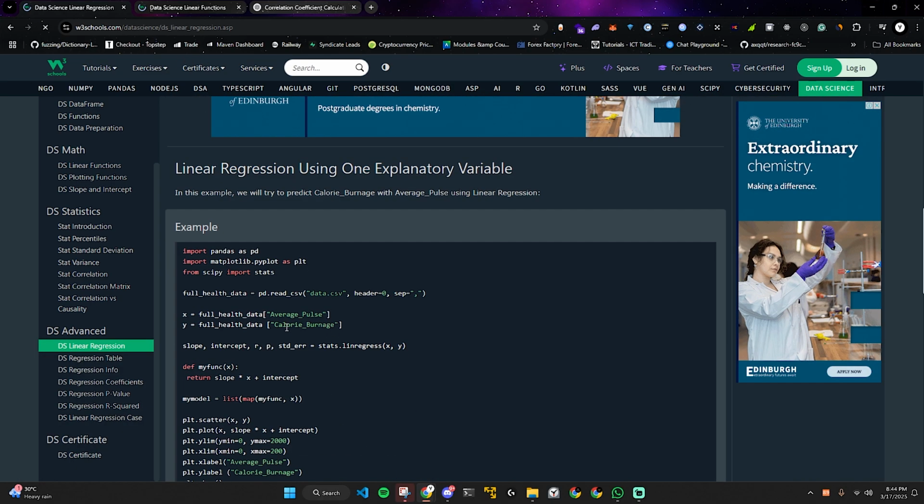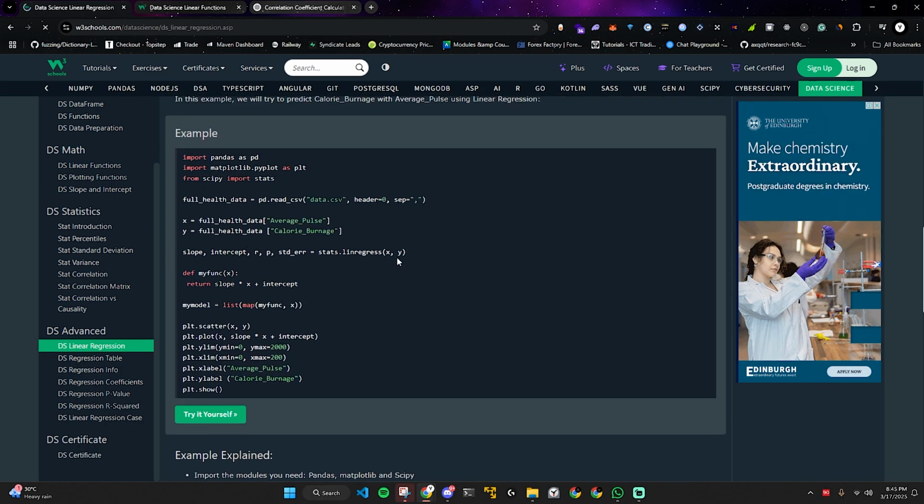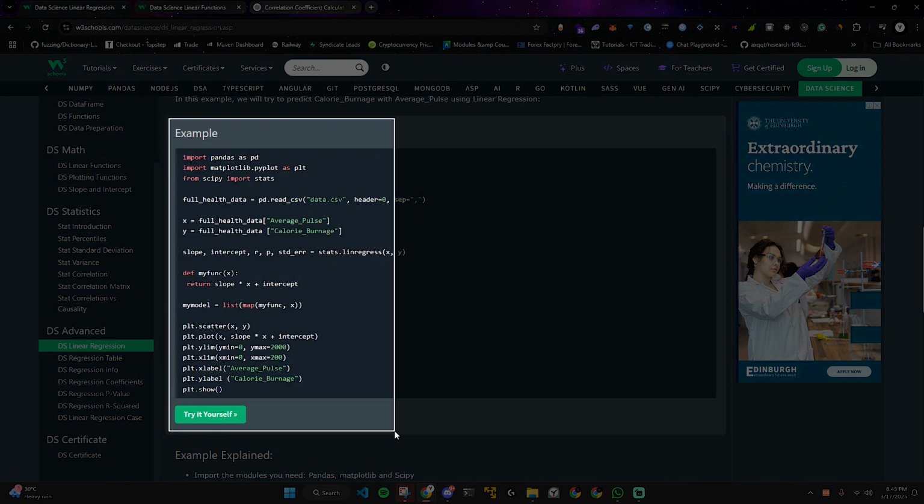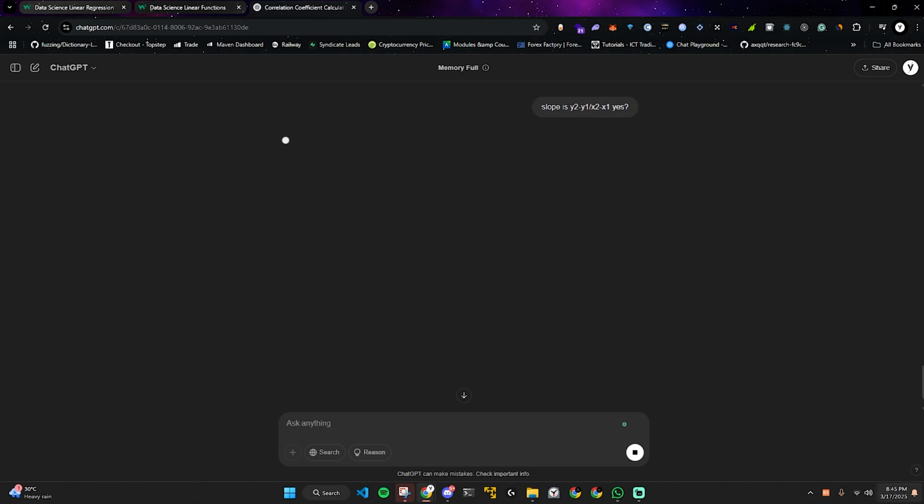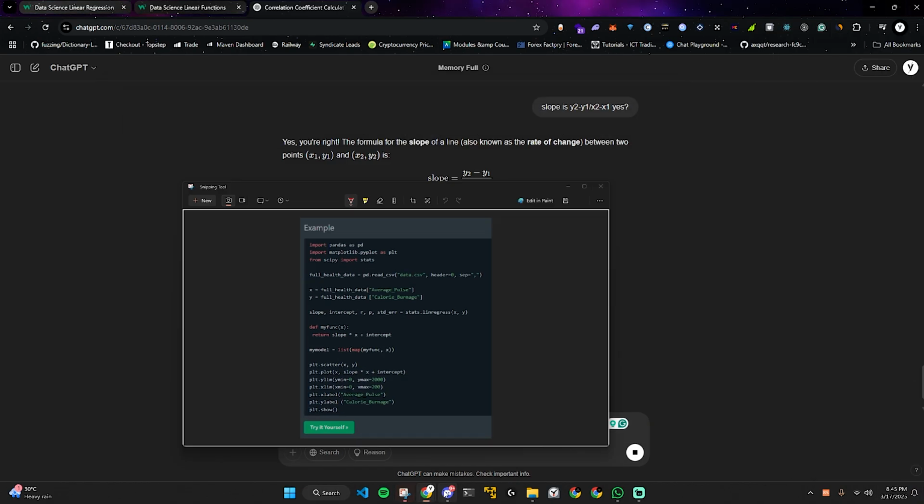Linear regression. So this is the slope, right? Slope and intercept: slope times input plus intercept. But let me grab this so that it sticks in my head. Slope is obviously just one. Slope is y2 minus y1 divided by x2 minus x1. Yes, it should be. Yeah, okay. I've forgotten this.